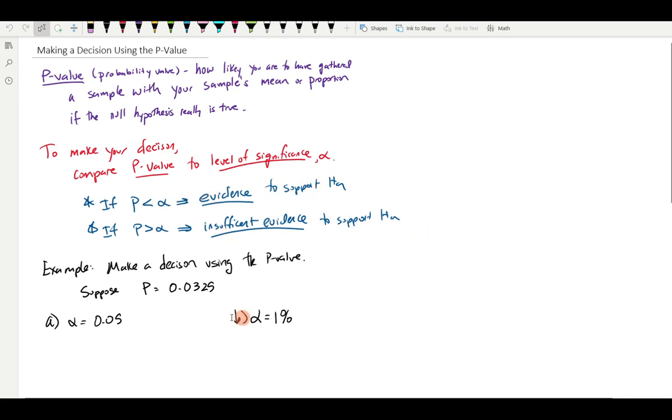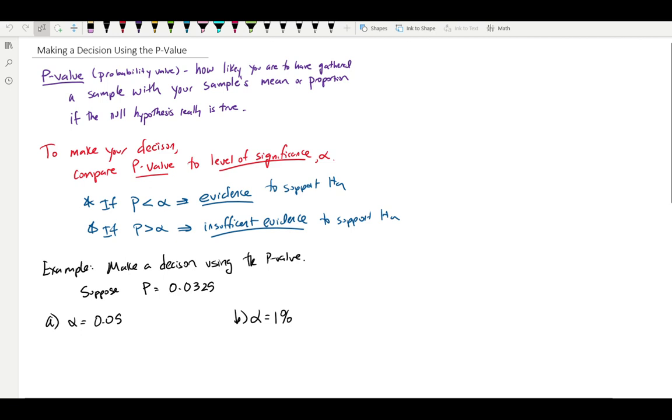The two options are evidence or insufficient evidence to support the alternative hypothesis. So, for example, let's suppose we had a problem, we find the null and alternative hypotheses, and we get our p-value using technology. Our p-value in this case is 0.0325. Let's consider two different levels of significance and see what decision we would make in both cases. In the first case, we want to use a level of significance of 0.05 to make a decision whether we have evidence or insufficient evidence to support the alternative hypothesis.